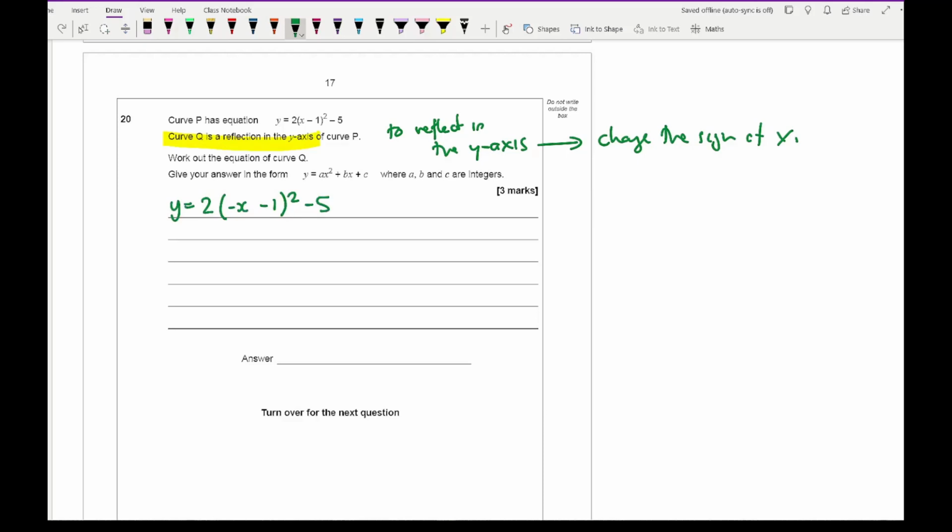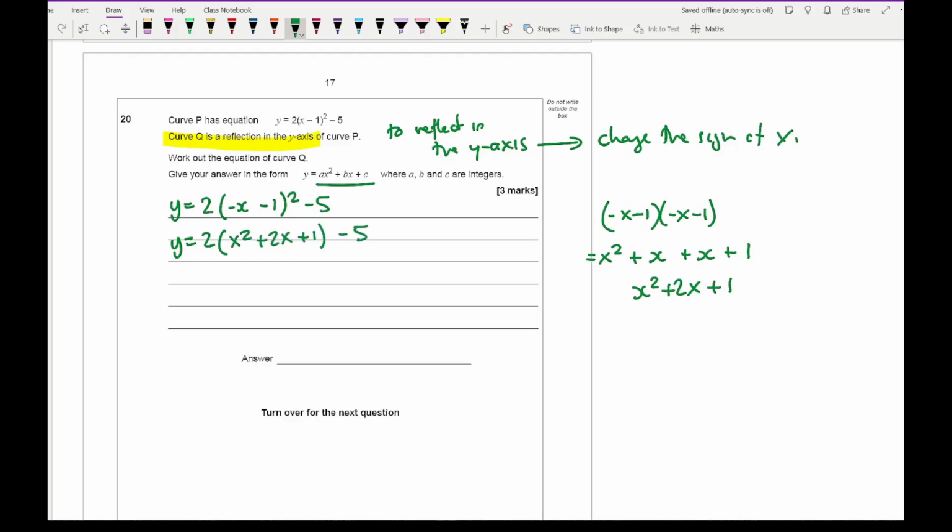So what I'll then want to do is expand this out and show it equals this. So first of all, let's work with minus x minus 1 squared. So looking at this, minus x times minus x is x squared. And I've got plus x plus x, that gives me x squared plus 2x plus 1. Got y equals 2 lots of x squared plus 2x plus 1 minus 5. Then multiply everything by 2, so I get 2x squared plus 4x plus 2 take away 5. Then neaten this up, so I get y equals 2x squared plus 4x minus 3.